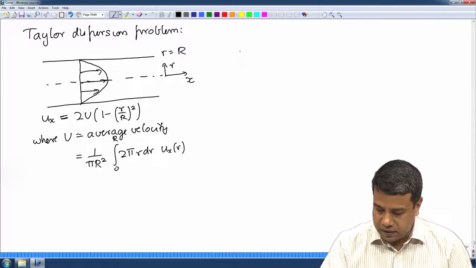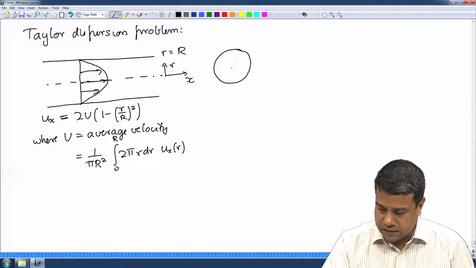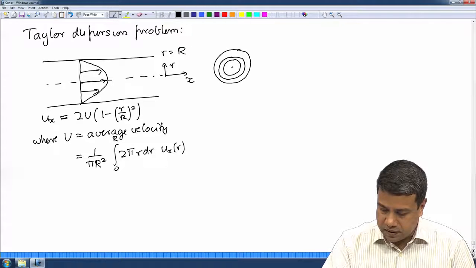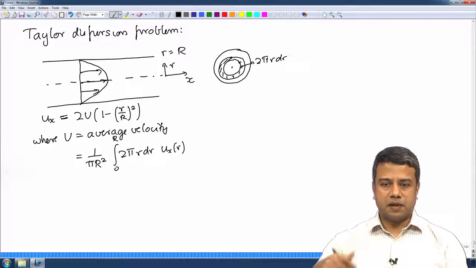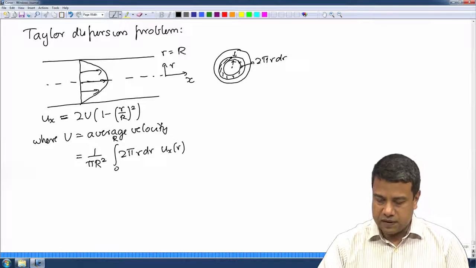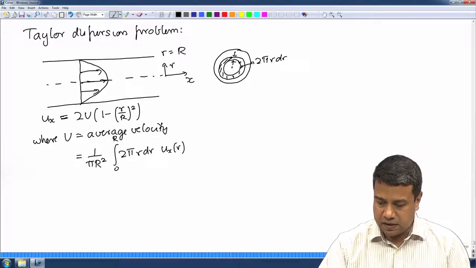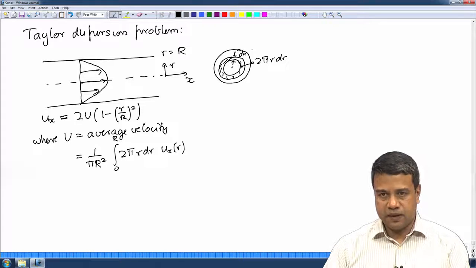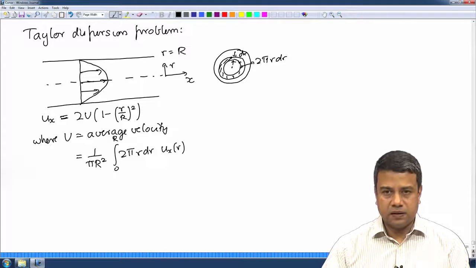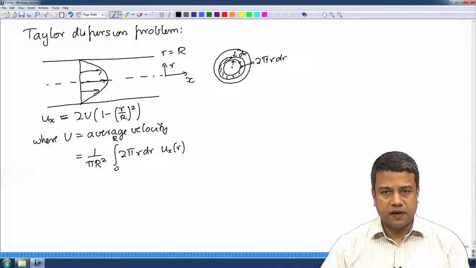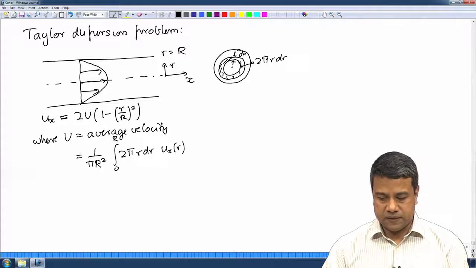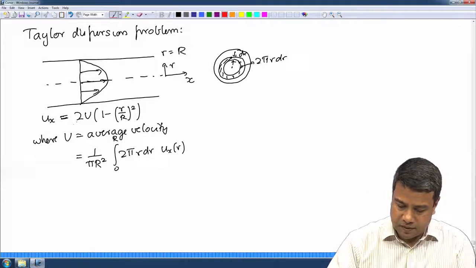Recall that for a cylindrical system, the area element in this cylindrical coordinate system is going to be equal to 2 pi r dr. It is equal to the perimeter times the thickness of this shell, 2 pi r into dr, where dr is the thickness of the shell. So, I have to multiply the velocity by the area, integrate over the entire cross sectional area of the pipe and divide by the cross sectional area, that gives me the average velocity. We had derived this parabolic velocity profile earlier.